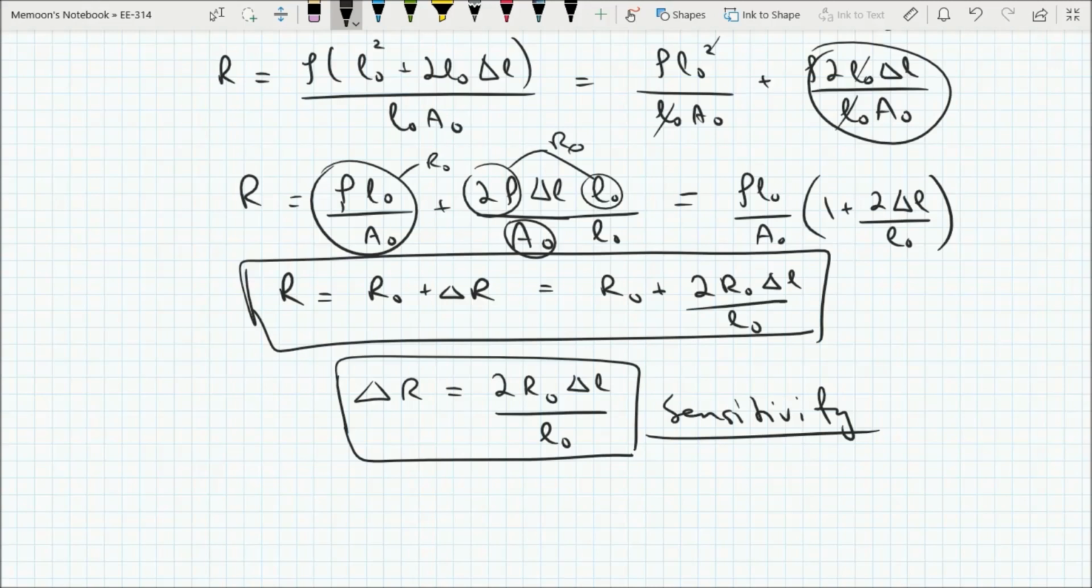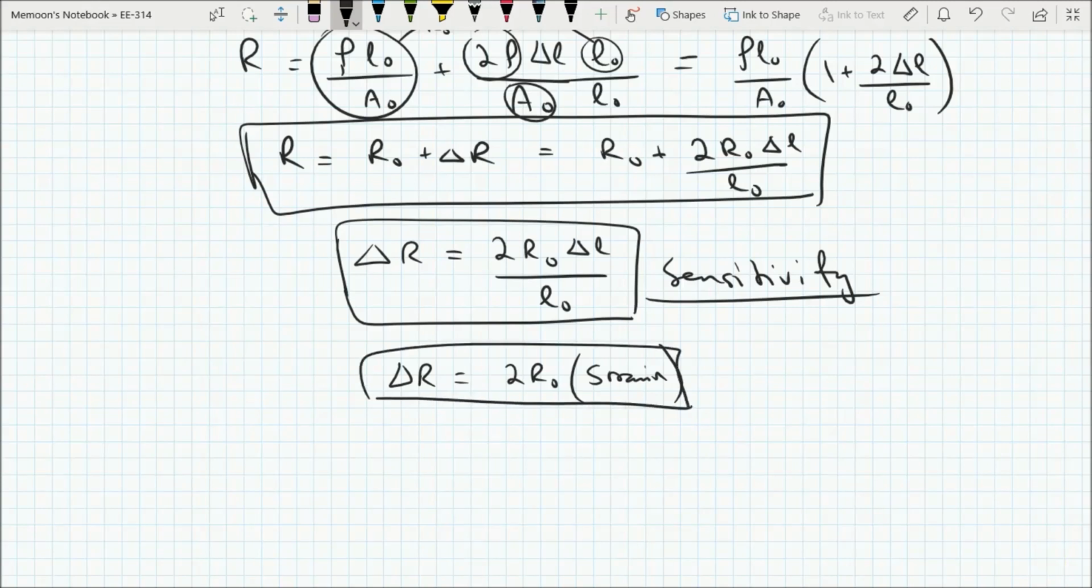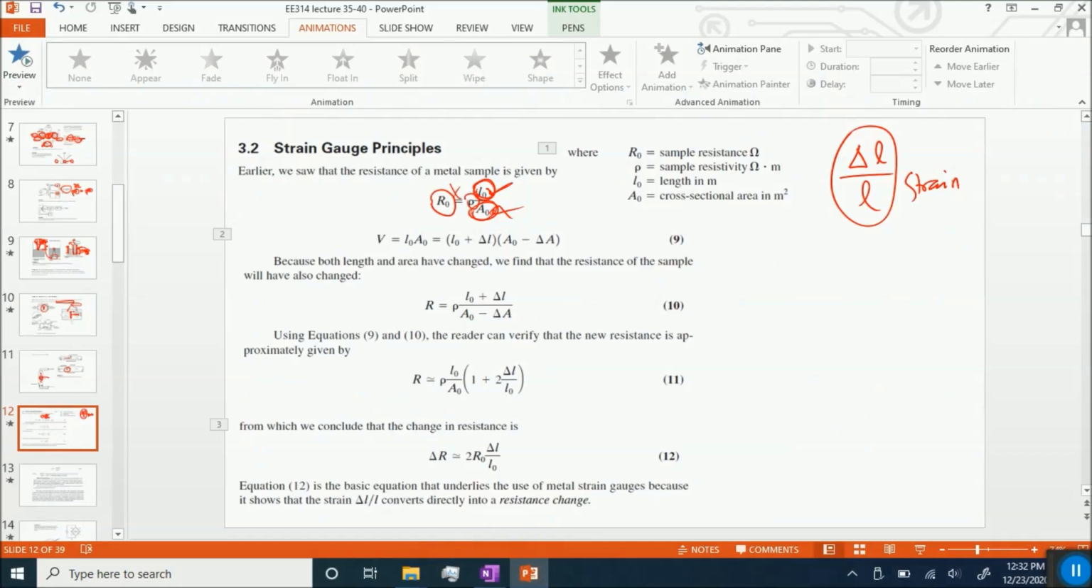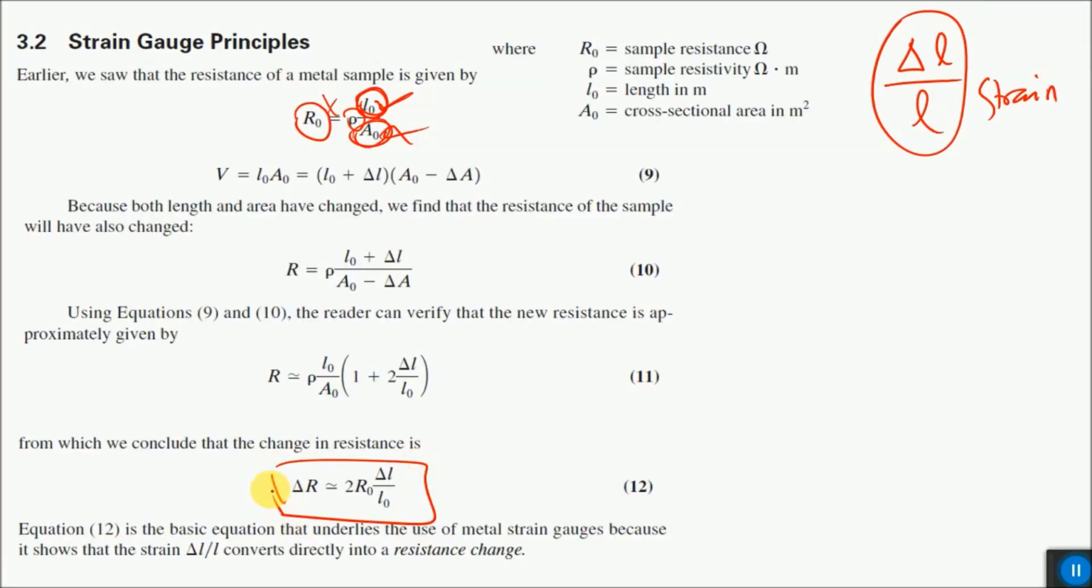So your delta L over L is directly converted into a delta R. I can write it this way: delta R is equal to 2 R naught into the strain applied. Your strain is directly linked to your change in resistance now. So this is the basic transfer function of your strain gauge. So let's come back to this. This relation is your relation between change in resistance with your strain directly.